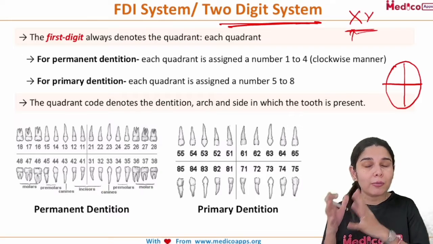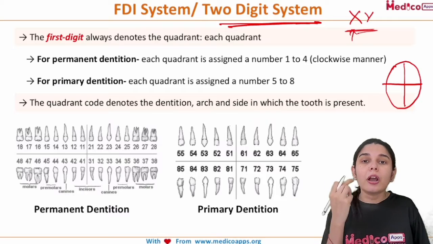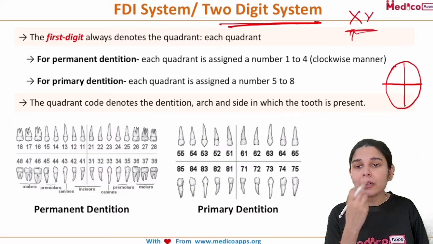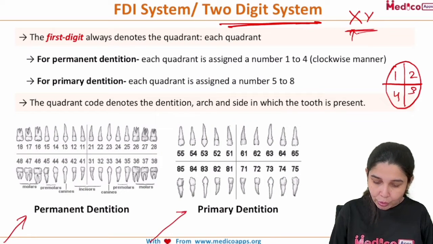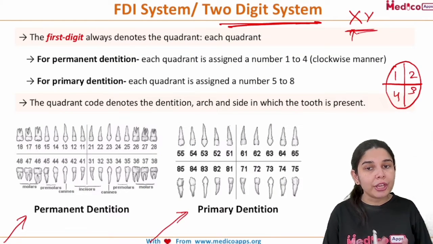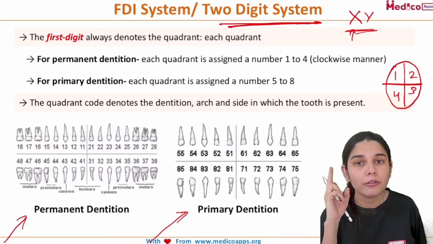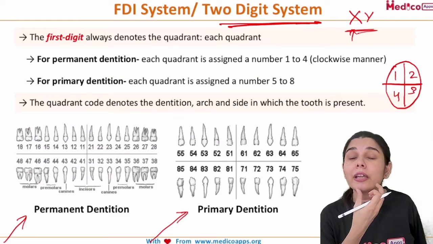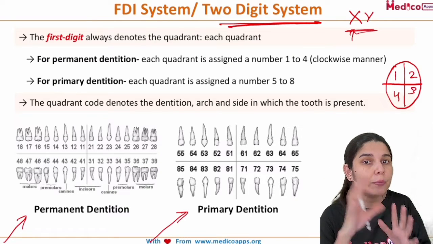We will start numbering the quadrants clockwise. Clockwise means we will start from the right side. So we have numbered it 1, 2, 3, 4, and in the same manner these two images are showing 1, 2, 3, 4. The maxillary right is the first quadrant, the maxillary left is the second quadrant, the mandibular left is the third quadrant, and the mandibular right is your fourth quadrant. I hope you have understood that.